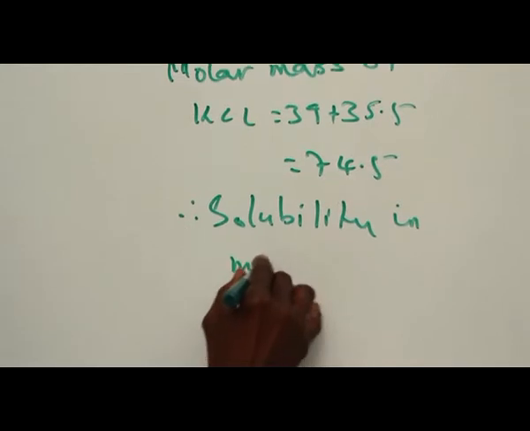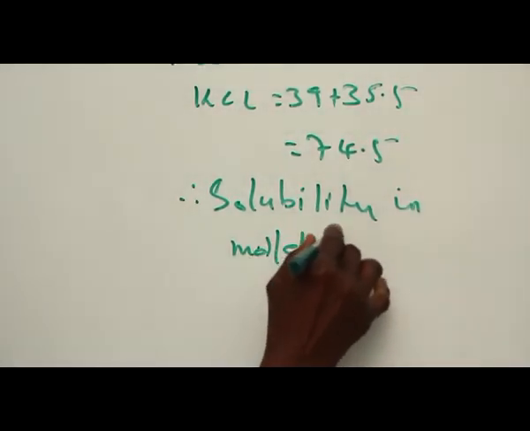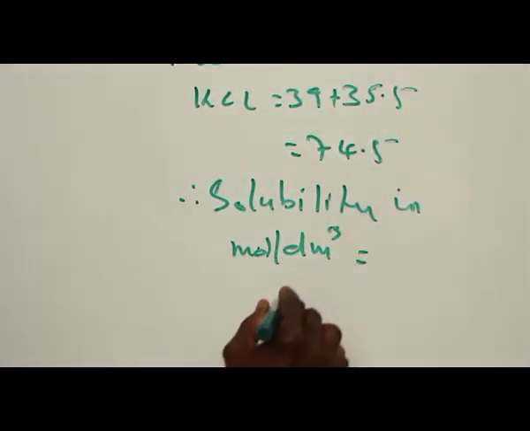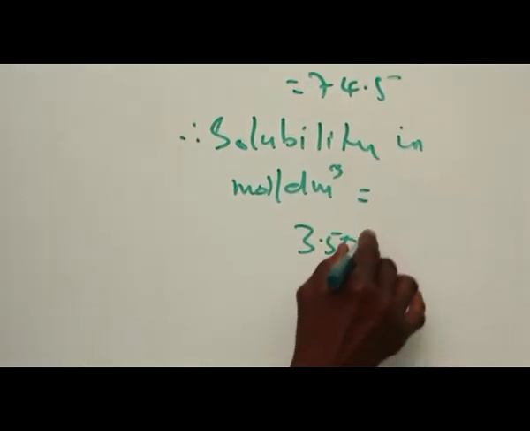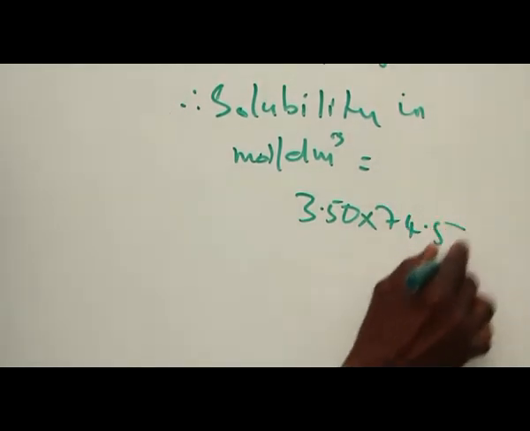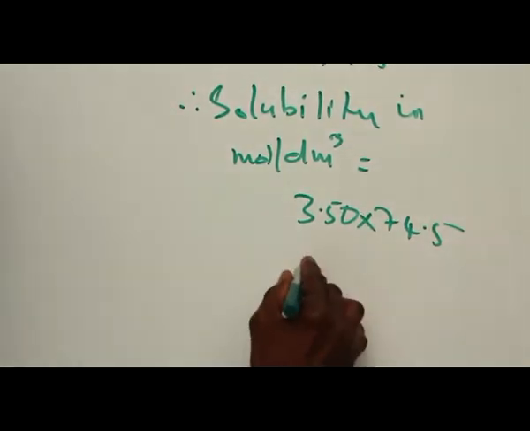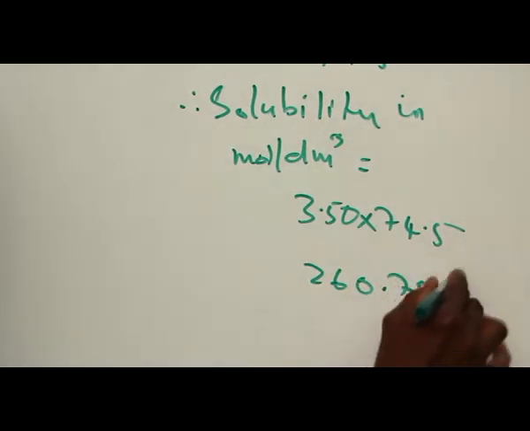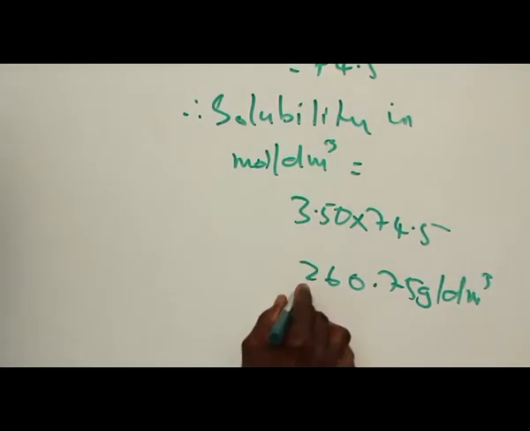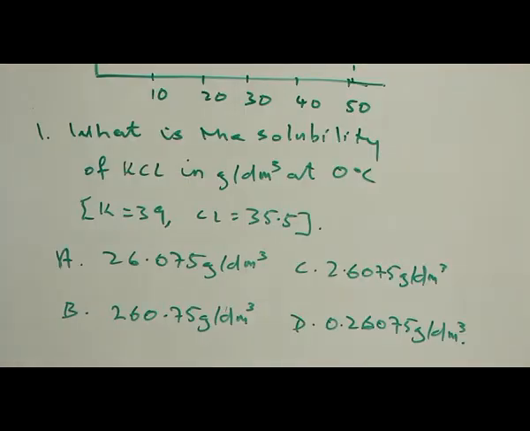Therefore, solubility in gram per dm cube is equal to 3.50 multiplied by 74.5. That will give us a total of 260.75 gram per dm cube. From the solution as shown on the board, the solubility is 260.75, and consequently the correct option is B.